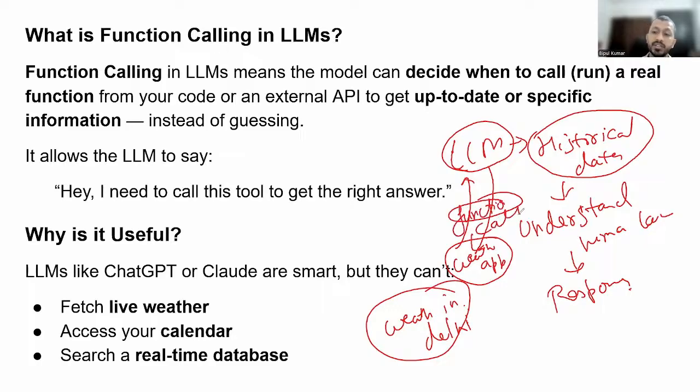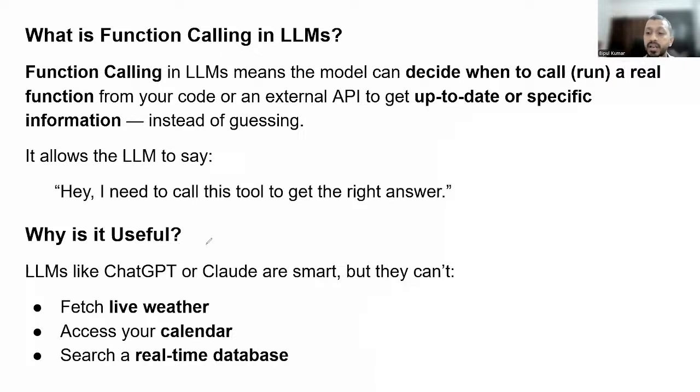Okay, that means the LLM is calling some other app to get the answer, right? Or suppose you are asking an LLM to schedule a meeting for you at 4 p.m. today. So it needs to do what? It needs to call an app called a calendar app, right? And then it will schedule a meeting for you. That is also what? Function calling, right?